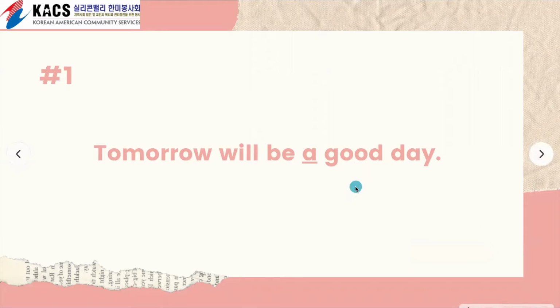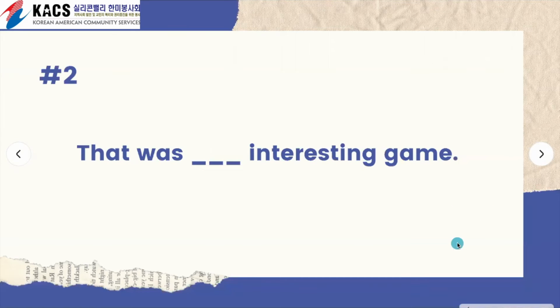First thing we do is to look at the word right after the underlined portion, which is the word good. And good begins with the letter G, which is a consonant. So this is why we would use A. So it says tomorrow will be a good day. Let's move on to the second problem.